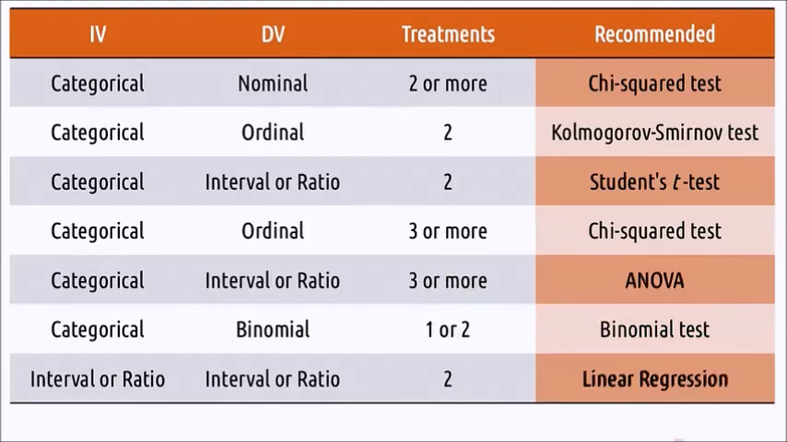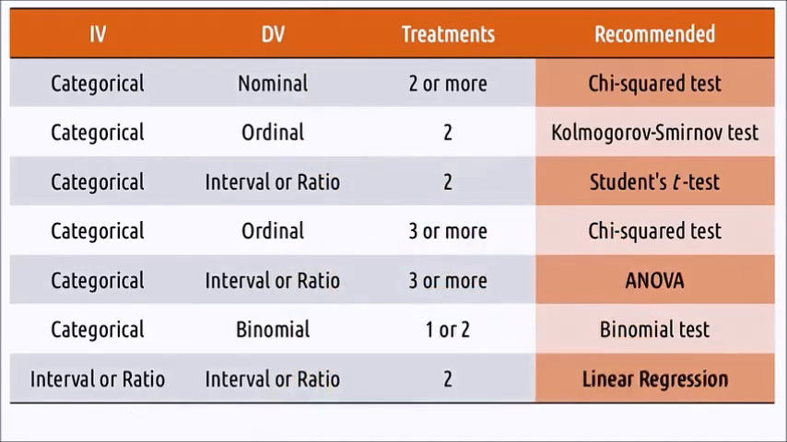Now of course you'll also notice that this isn't exhaustive. There are a lot of combinations of independent and dependent variables you could have that aren't covered here. For example, we never talked about how you do a binomial test with 3 or more treatments. You might also have tests where the independent variable is interval or ratio, but your dependent variable is still nominal or ordinal or something else.